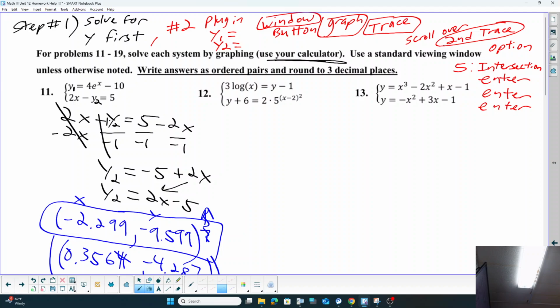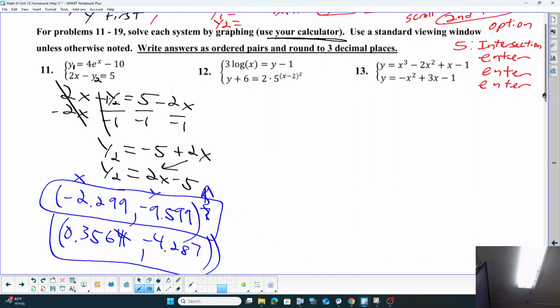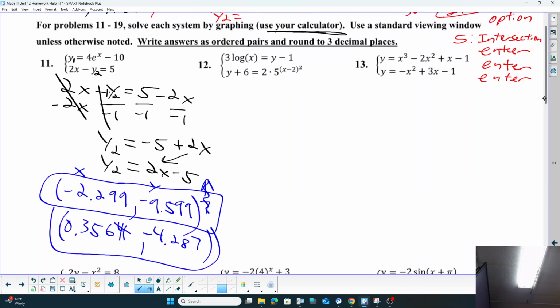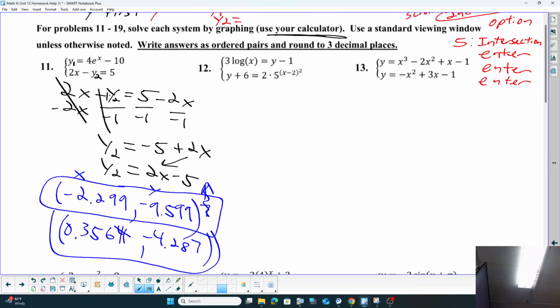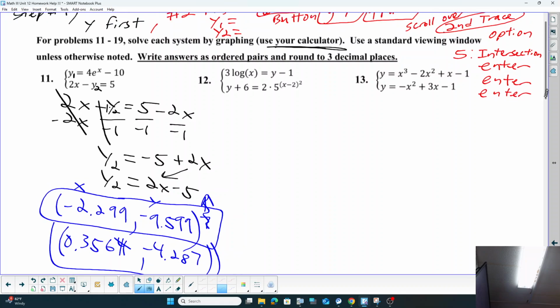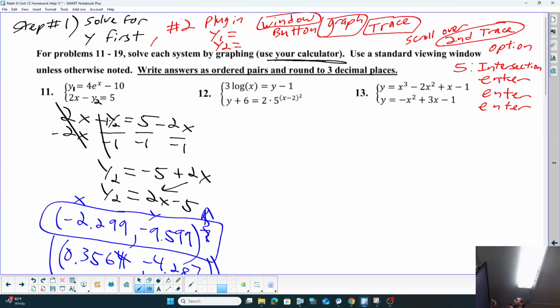Okay, so number 11 we should have done in class, which I'm sure we did. We got those two answers. So now we'll take a look at number 12 and number 13. So here's the steps, if you were here in class.